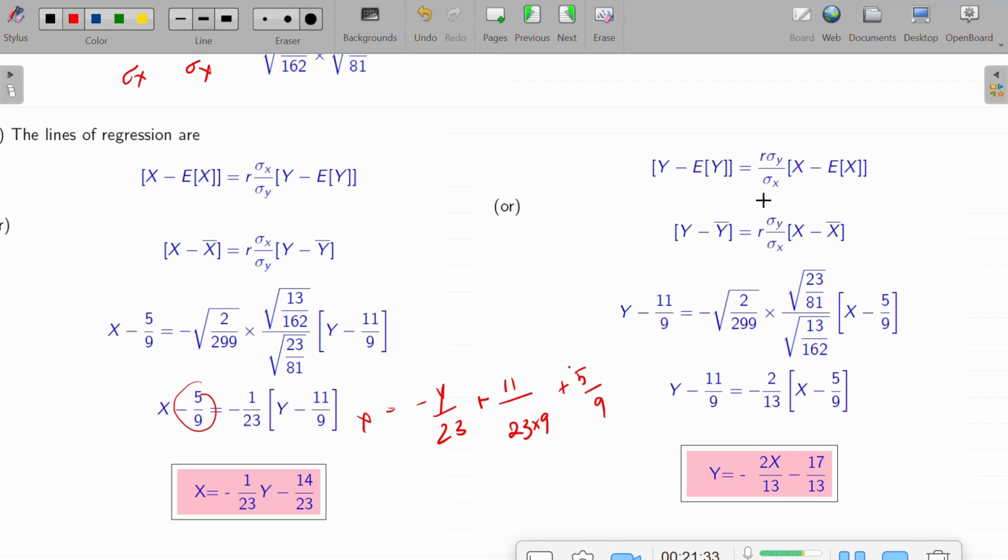Similarly, y on x: y minus y bar equals r sigma y by sigma x times x minus x bar. So substitute the values, and you'll get y is equal to minus 2x upon 13 minus 17 by 30. Okay. So this is the way we will be computing the regression equation lines. If the joint PDF is given, this is how to proceed with the correlation coefficient and regression equations of lines. Hope you understand this. Thank you.